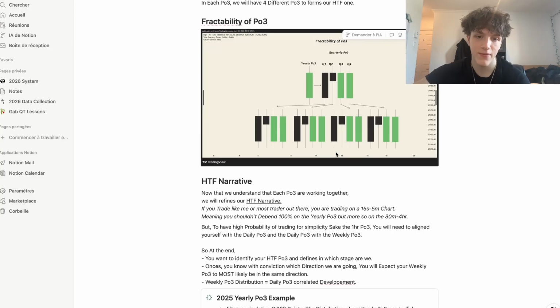Higher time frame narrative. Now that we understand that each power of 3 are working together, we will refine our higher time frame narrative. If you trade like me or most traders out there, you are trading on the 15 second to 5 minute chart, meaning you shouldn't depend 100% on the yearly power of 3, but more so on the 30 minute to 4 hour power of 3.